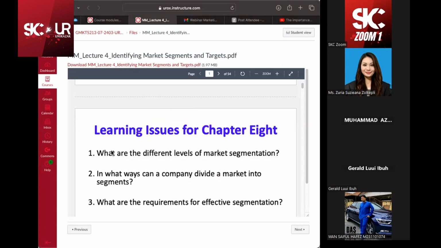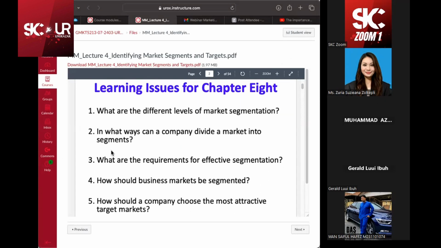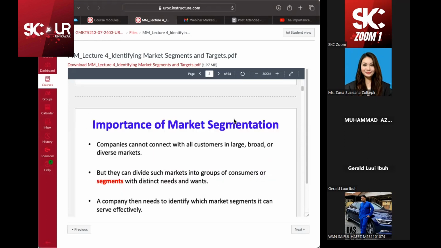Okay, so the learning objective for this chapter is: what are the different levels of market segmentation and what ways can a company divide a market into segments? Ada berapa segment in marketing? And then what are the requirements for effective segmentation? How should business markets be segmented, and how should a company choose the most attractive target market?